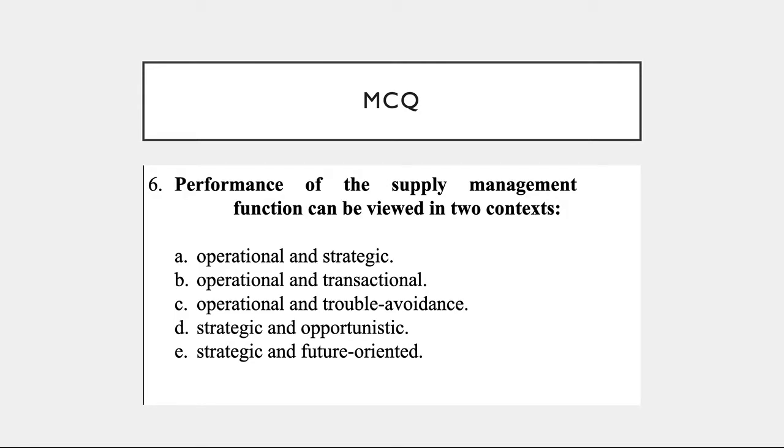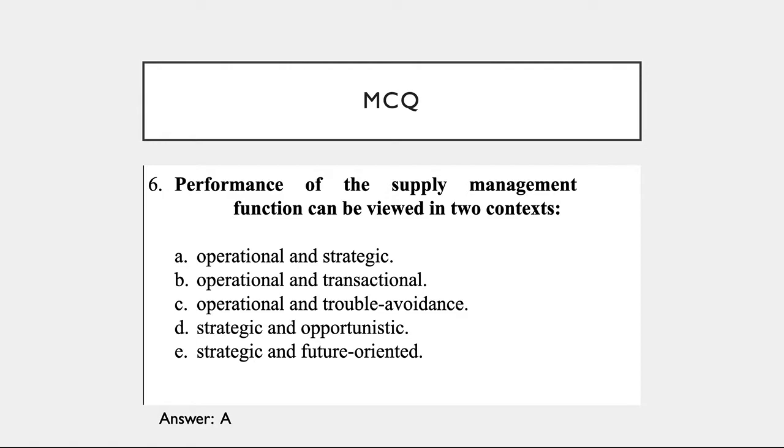Now, as for question number 6, performance of the supply management function can be viewed in two contexts. A, operational and strategic, B, operational and transactional, C, operational and trouble avoidance, D, strategic and opportunistic, E, strategic and future oriented. And of course the answer is A, operational and strategic.